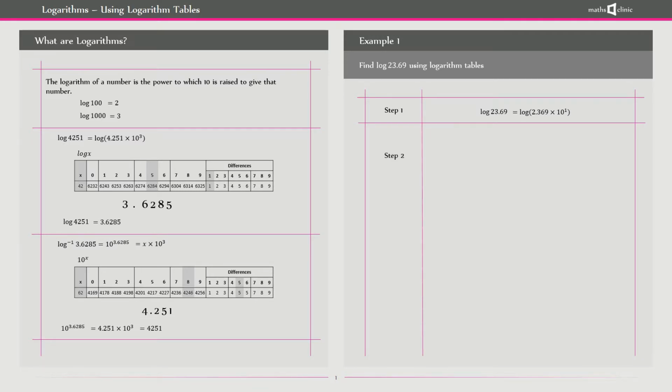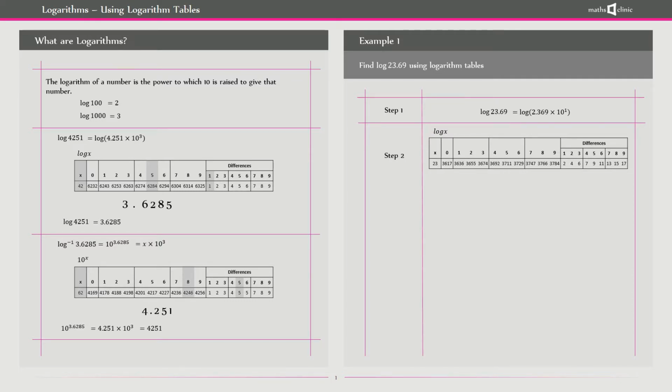Now we want to find the numbers in the decimal places, and to find them we make use of our log table. Now we go back to the actual number itself. We have 2.369, and we're going to use that number on our logarithm table.